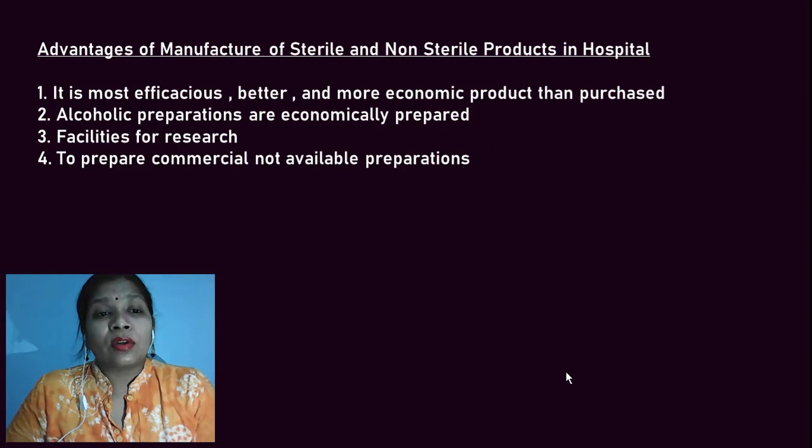And last but not least, there are some products which are not commercially available, so these kinds of products have to be manufactured in the hospital pharmacy itself. So these are some of the advantages of why we need to have a production unit or manufacturing unit in the hospital.